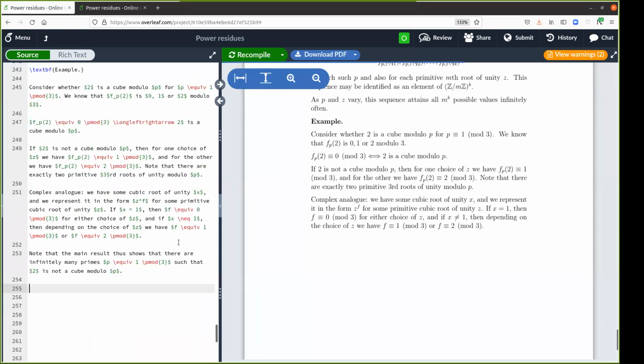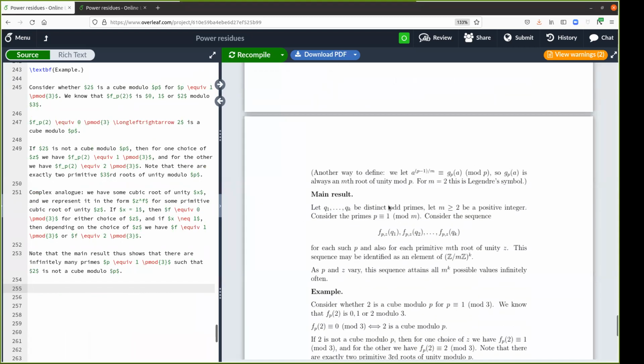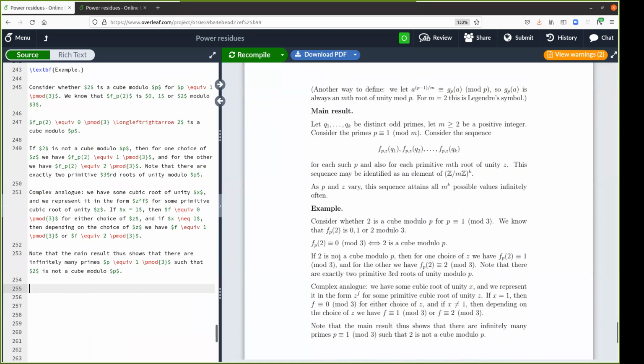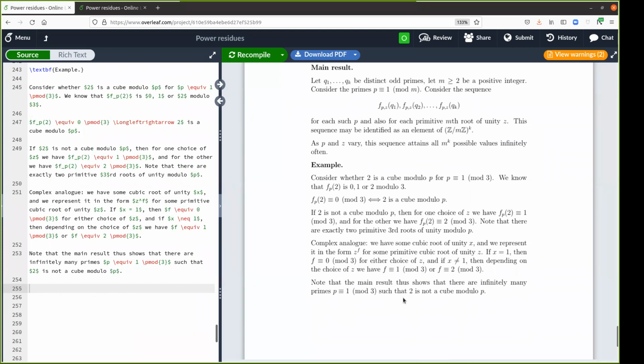Note that the main result shows that there are infinitely many primes P equal to 1 modulo 3, such that this FP of 2 is not 0 modulo 3, as the result says that we get all of the possible values infinitely often. And this corresponds to 2 being a cubic non-residue modulo P.